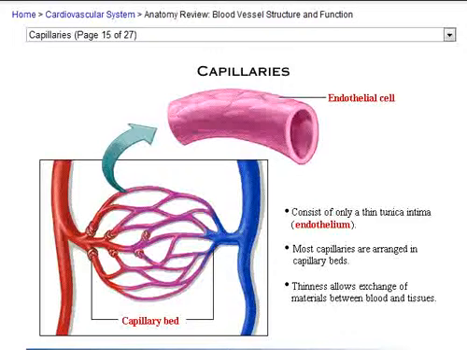Capillaries consist of only a thin tunica intima, allowing exchange of materials between blood and tissues.